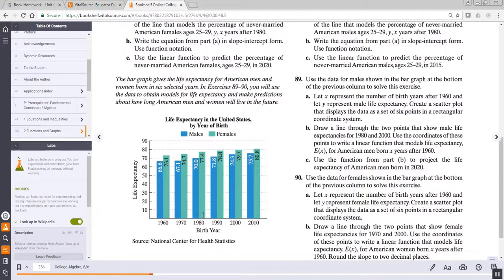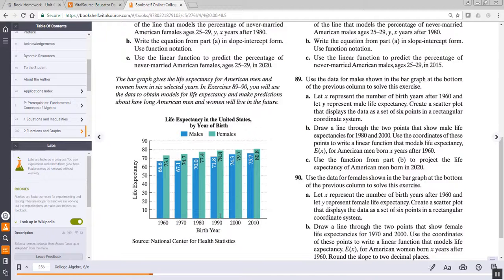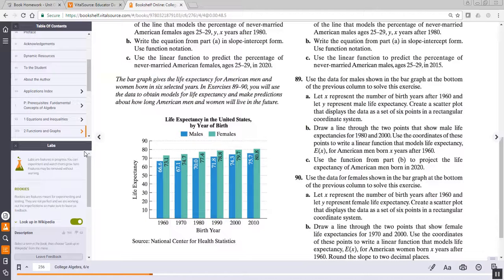1980 minus 1960 is 20. So that'd be 20 comma 70. 1990 minus 1960 is 30 years. So that'd be 30, 71.8.